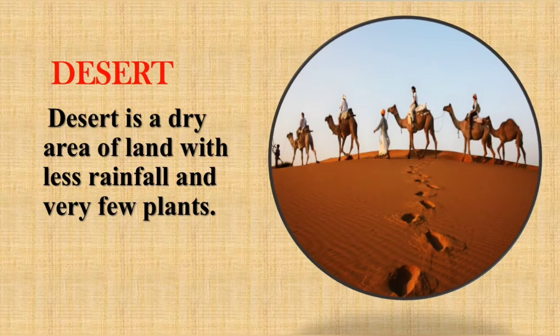A desert is a dry area of land with less rainfall and very few plants.